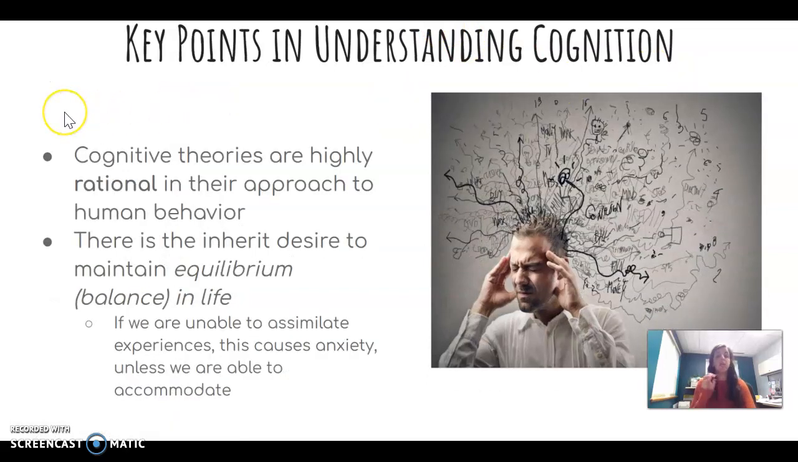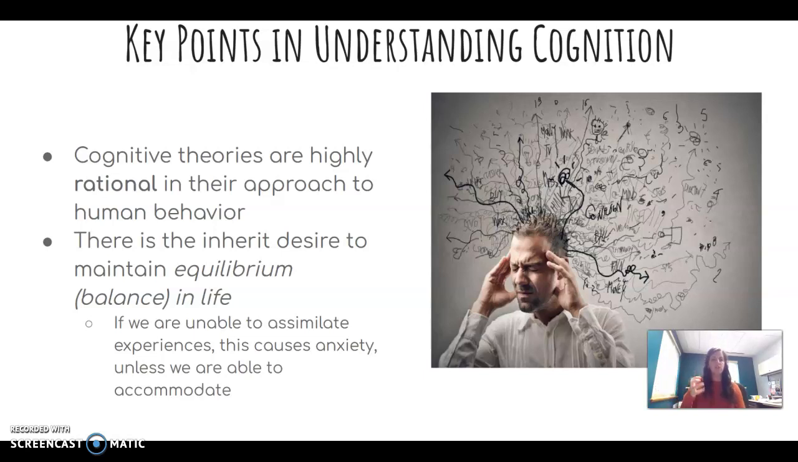So cognitive theories are highly rational in their approach to human behavior. So it tries to move further away from some of that subjective insight and the subjective processing. We often attach subjective to more emotion-based thinking. So the rational, objective thought processes are where cognitive theories are based out of. And so I talked a little bit in the previous slide about that equilibrium. Children, especially, but adults and humans in general, really have this inherent desire to maintain some equilibrium or balance in their life.